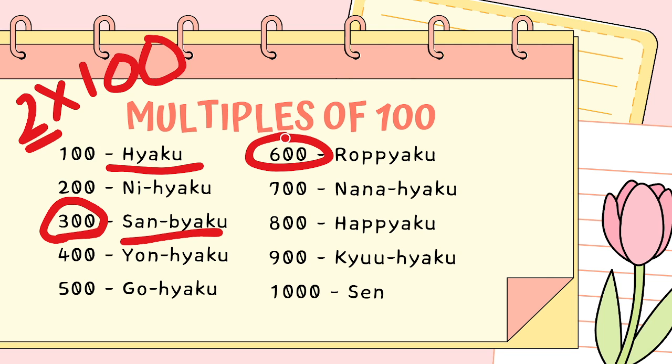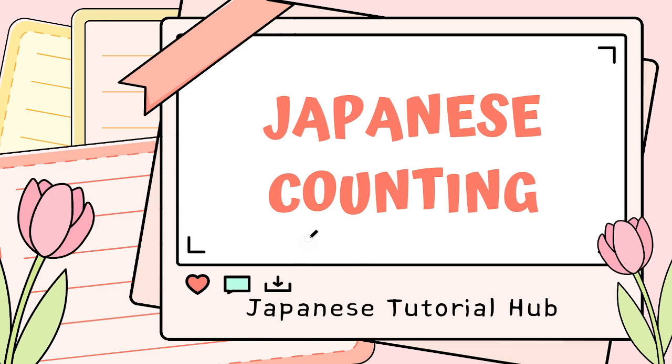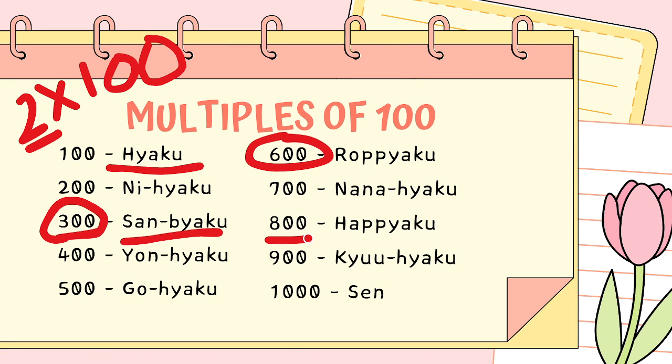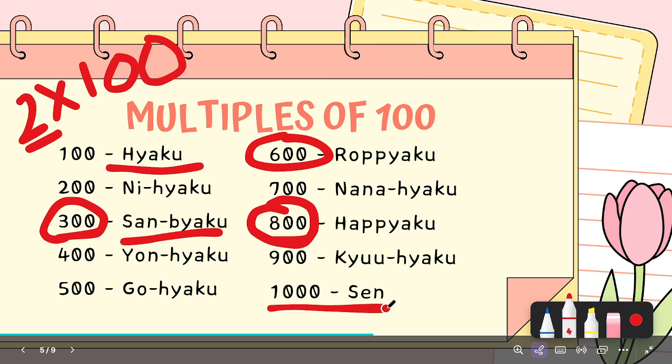Nana hyak. Then 800 is also an exception. For 8 we have hachi, so similarly we have hap pyak. Then 900 we have the same, kyu hyak. Now these three are exceptions: san byak, rop pyak, and for 800 we have hap pyak. And for 1000 we have sen.